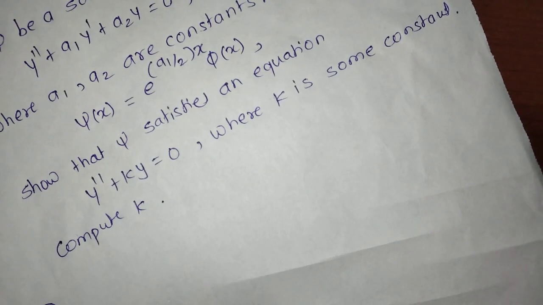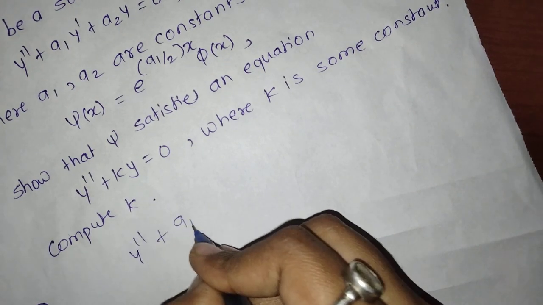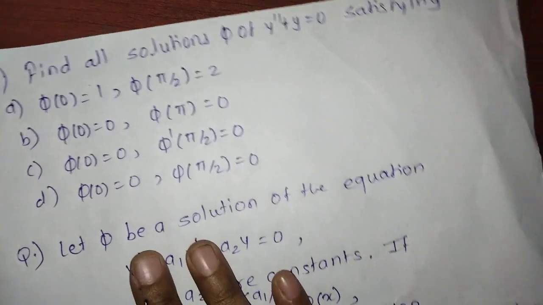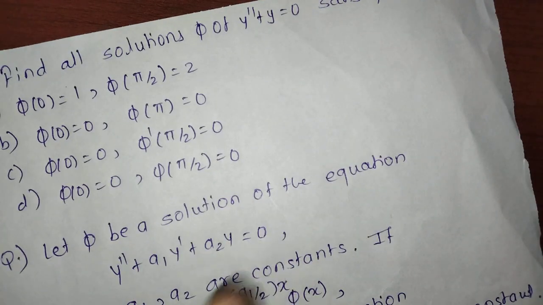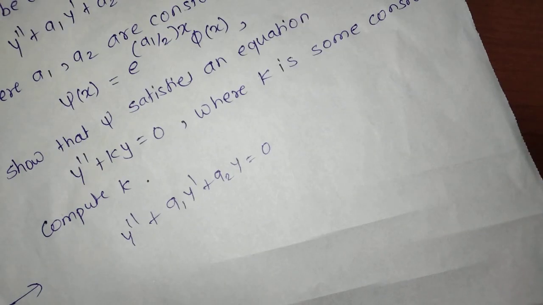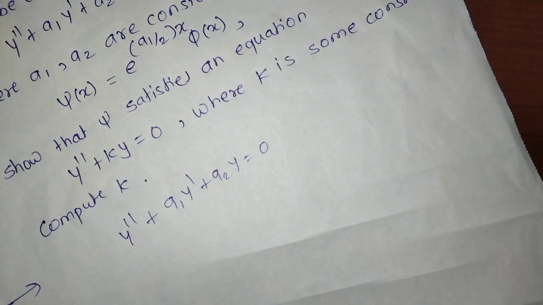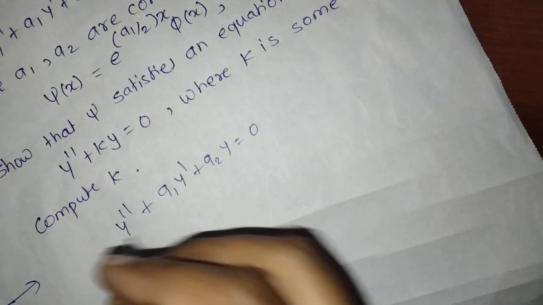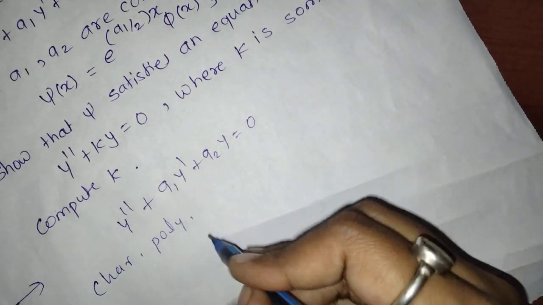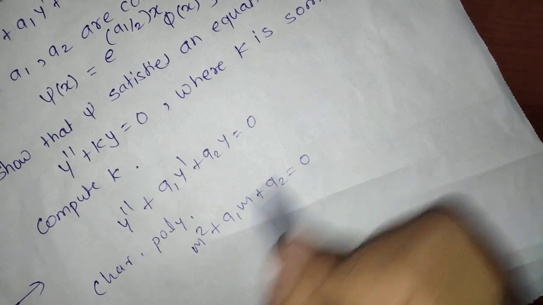Now, first of all, consider the given differential equation y double dash plus a1 y dash plus a2 y equal to 0. Here, phi is a solution of this differential equation. So first consider the characteristic polynomial of this differential equation. The characteristic polynomial is m square plus a1 m plus a2 equal to 0.